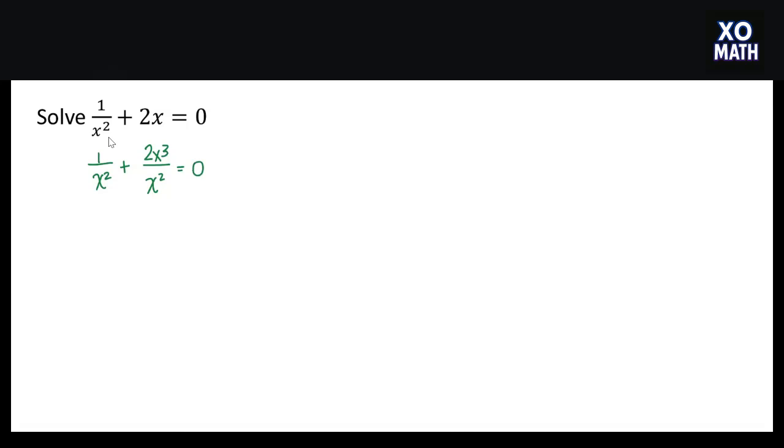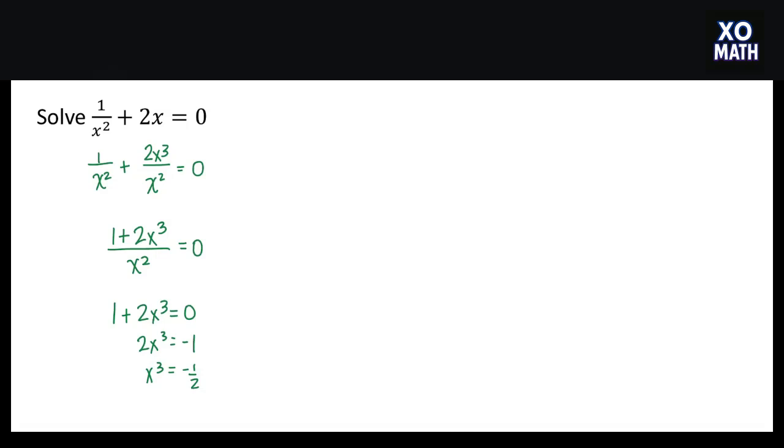So now that they have common denominators, I can rewrite this as one rational expression, 1 plus 2x cubed, all over x squared equals 0. And from here, in order for a quotient to equal 0, I set the numerator equal to 0. So 1 plus 2x cubed equals 0. I'll subtract the 1 and divide by 2.